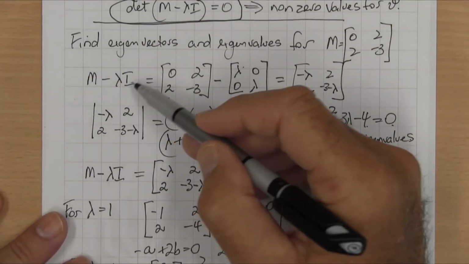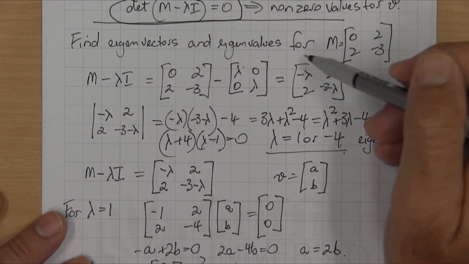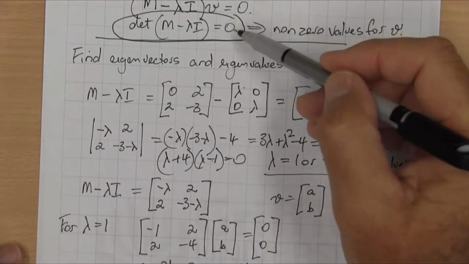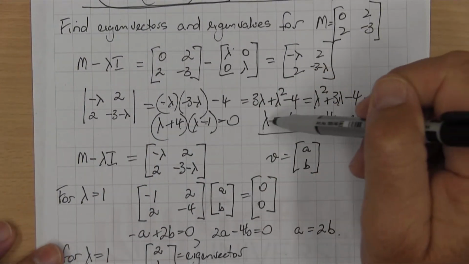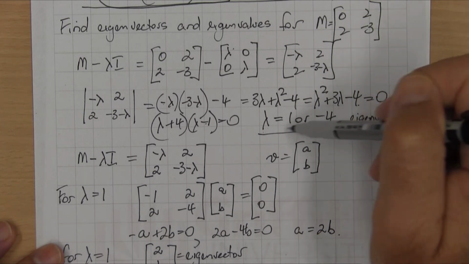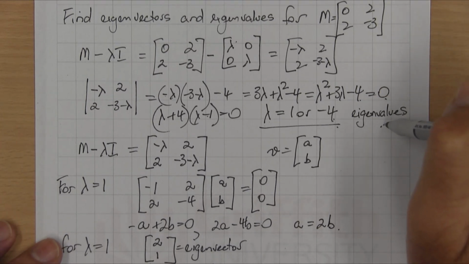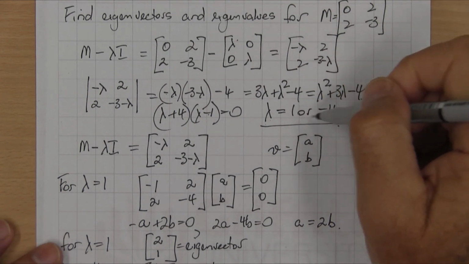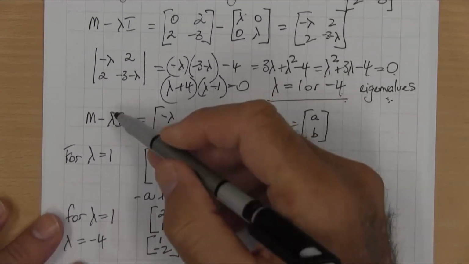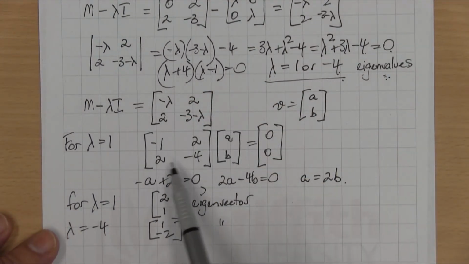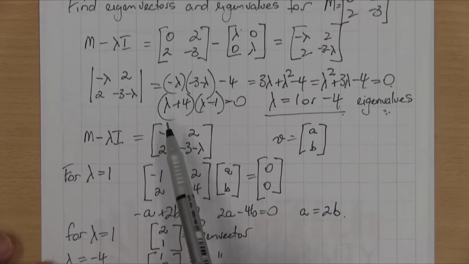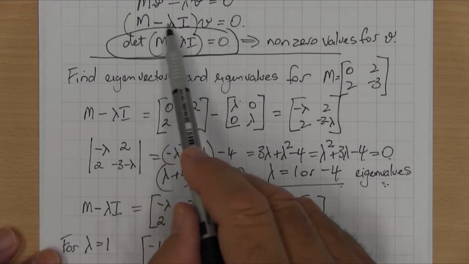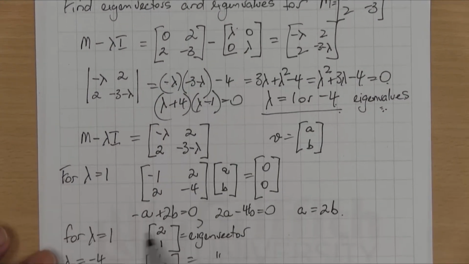So to find these, you first find M minus lambda I, find out what that is using the values for M, which we did there. You then find the determinant and know that that's got to be equal to 0, and that allows you to find the values for lambda. They are your individual eigenvalues. Now for each of those values, you've then got to find what the eigenvector will be, and you do that by working through that equation there, M minus lambda I times v equals 0.